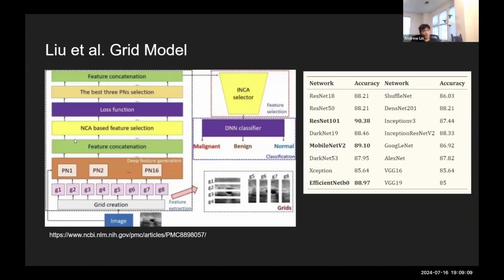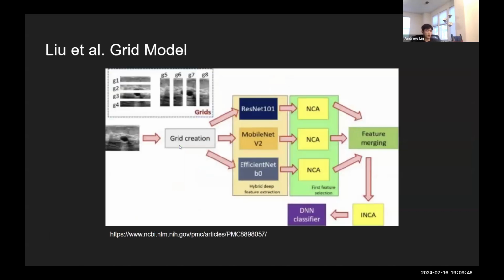The next model was made by Liu et al., and they proposed splitting 2D breast ultrasound images into 8 grids to detect and classify benign and malignant tumors. Their model tests 16 pre-trained CNN architectures and determines the 3 best architectures for classifying breast cancer. The chart on the right shows the 3 architectures, ResNet, MobileNet, and EfficientNet, in bold and their accuracy. They used iterative neighborhood component analysis, which picks out the best features for which the deep neural network will then classify. Here's an image of their model without the prior testing of all 16 CNNs.